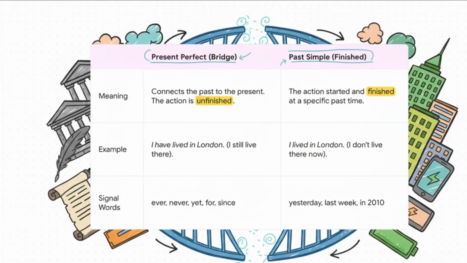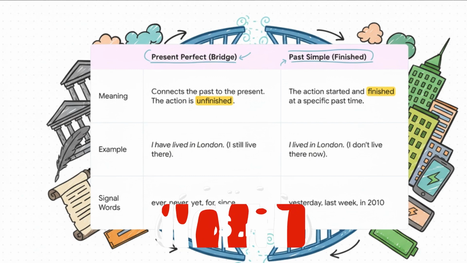And here it is. This is the whole ballgame. The present perfect, our time bridge, connects the past to now. So, I have lived in London means I still live there. The action continues. But the past simple, that's a finished, completed action. I lived in London means I don't live there anymore. The connection is cut, the bridge is down. And look, your best friends here are the signal words. For the present perfect, think of words like ever, never, for, since. For the past simple, you'll see specific timestamps, like yesterday, last week, or in 2010.